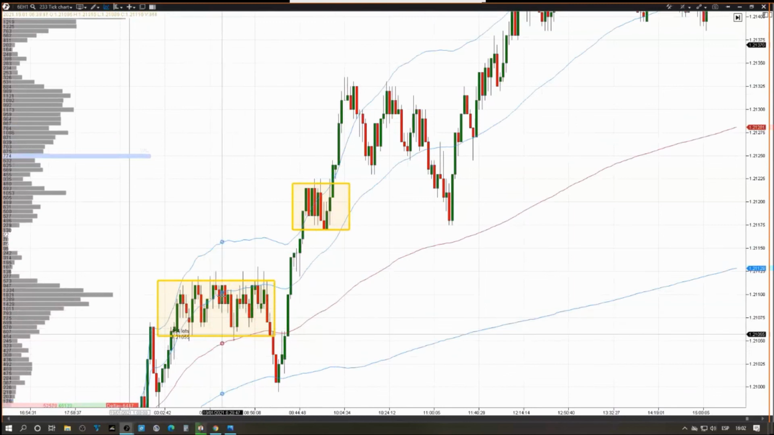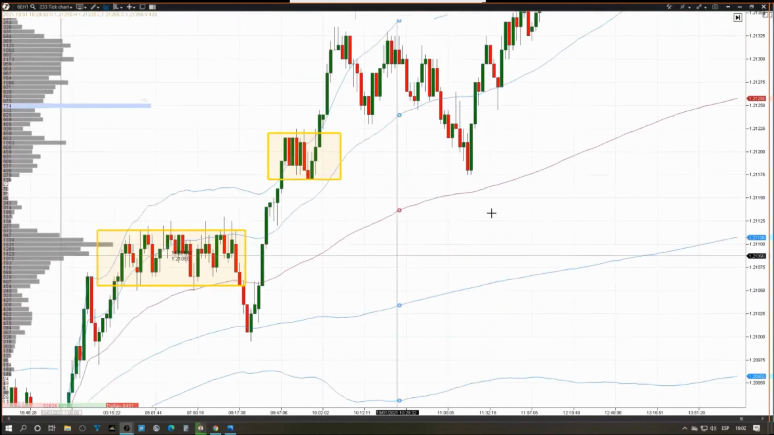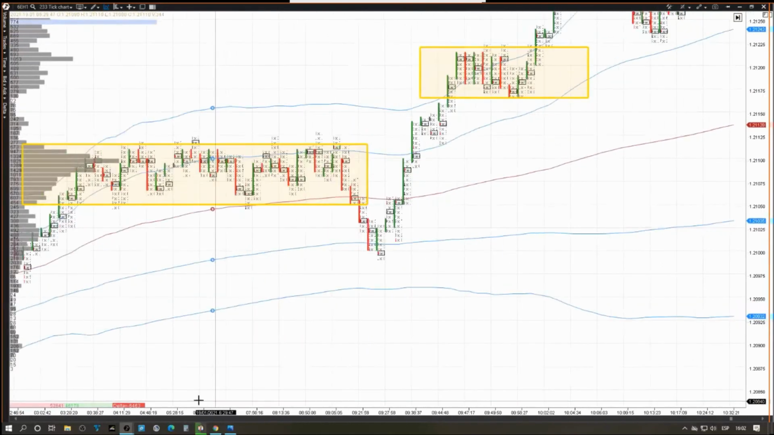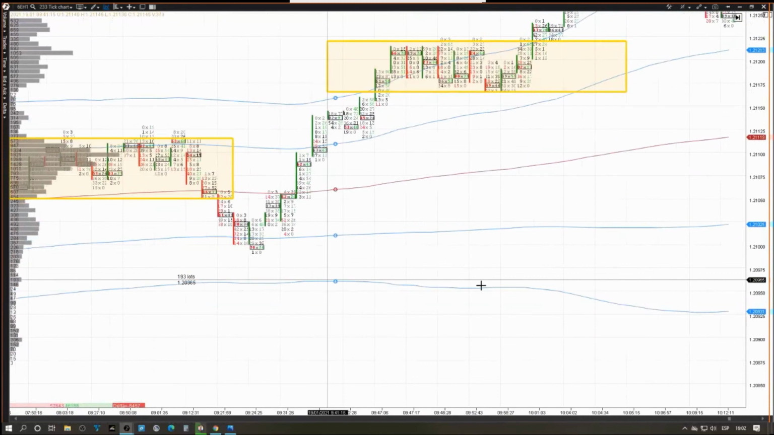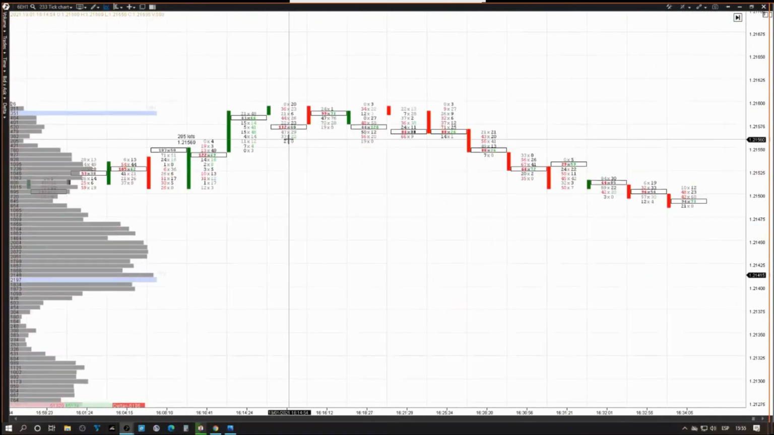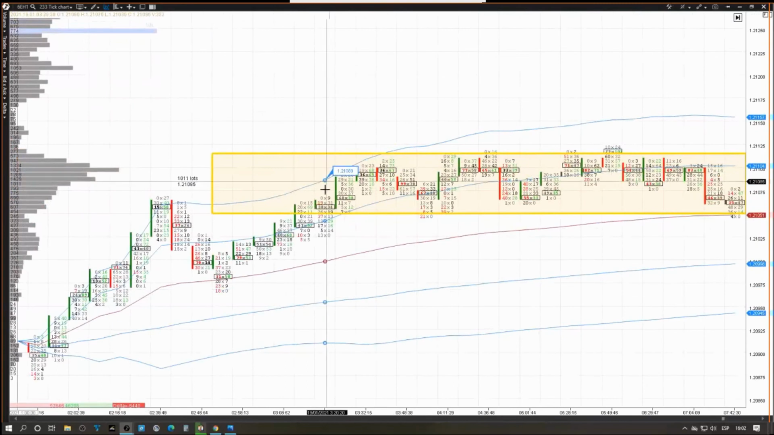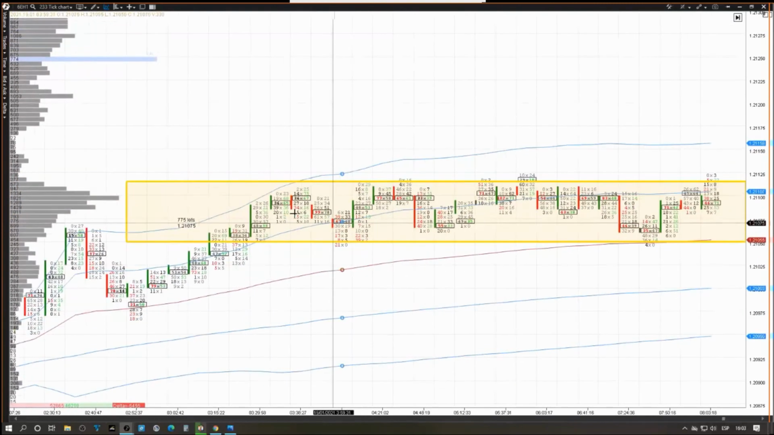Okay, so what happened here? What is happening inside these rotations? There is a lot of buying and selling going on, and we can actually see it if we look inside these candles. Let's check this out. Let me expand it so we can see inside the candles. All right, so now we can see exactly what happened.